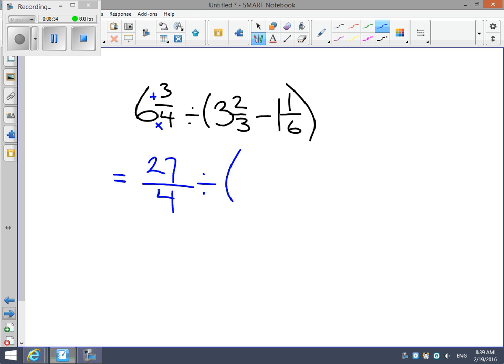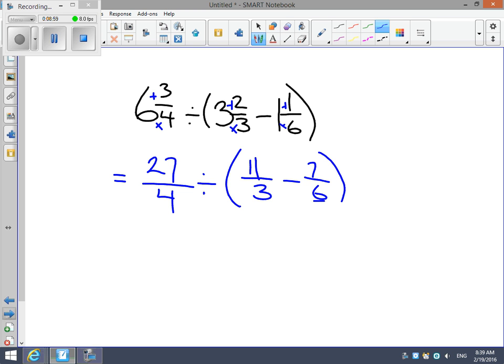Still going to leave the division symbol. Now I'm going to do the stuff in the brackets. 3 times 3 is 9, plus 2 is 11 over 3. And I'm going to subtract 6 times 1 plus 1 is 7 over 6. Now finally, when I'm looking at this, before I start writing out, I finally have a fraction where I only have to change one of the denominators. Because remember, when you add or subtract, you have to have a common denominator.